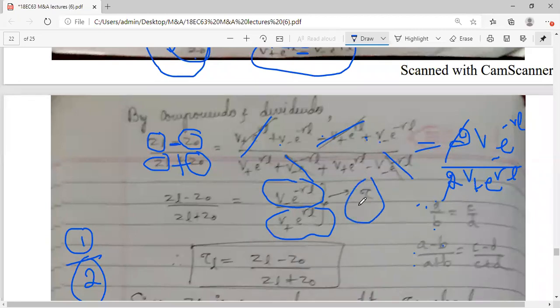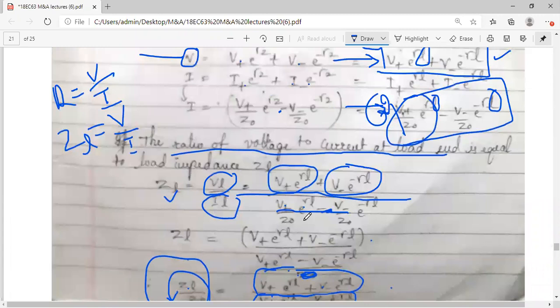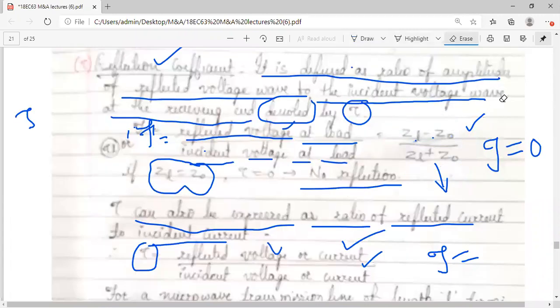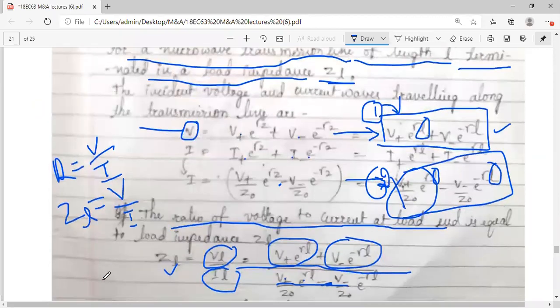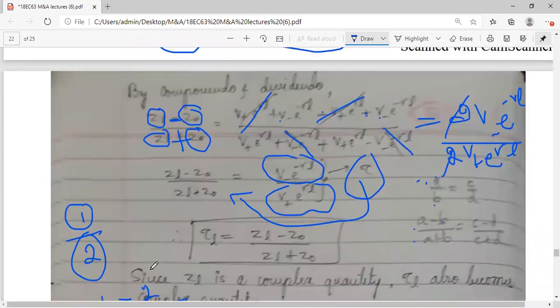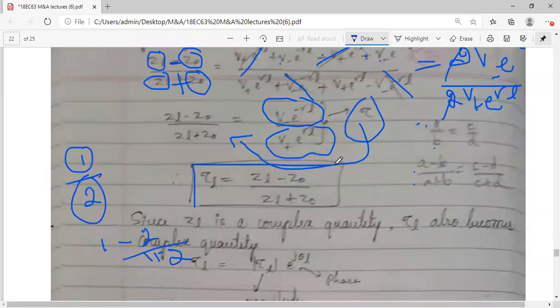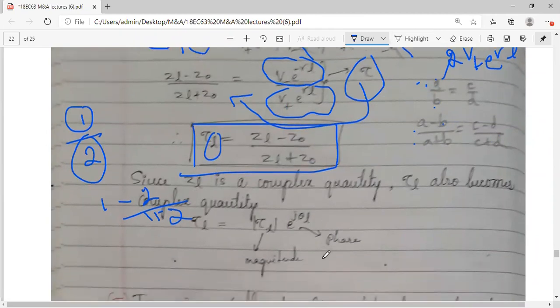This itself is equal to tau, and tau is equal to ZL minus Z naught by ZL plus Z naught. So that's what I had written when we started this concept: ZL minus Z naught by ZL plus Z naught, the equation for tau. So we have got this equation for the reflection coefficient. Tau is tau L. I have written L just to indicate the load end, considering the terminal load. Hope you understood this. Any difficulty in this, you can ask me.